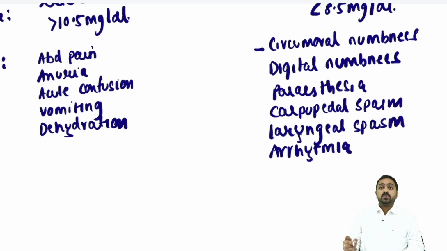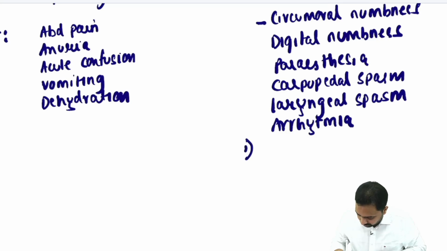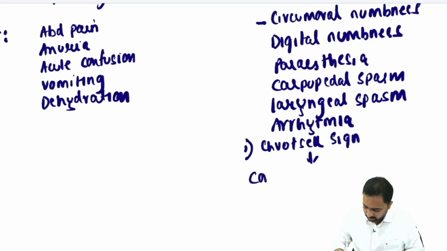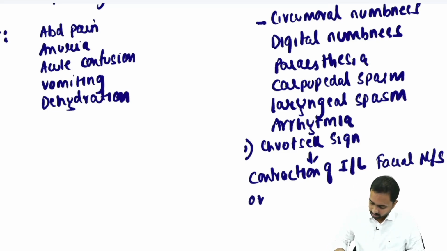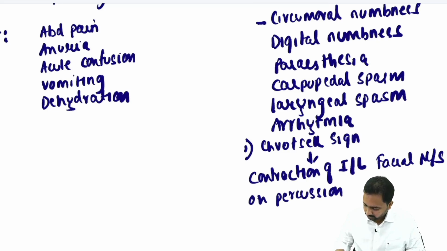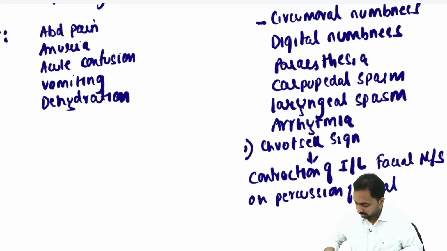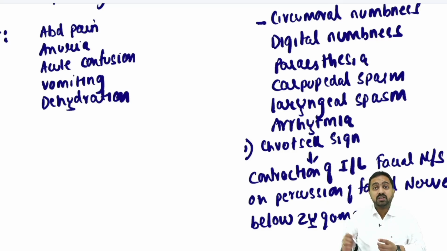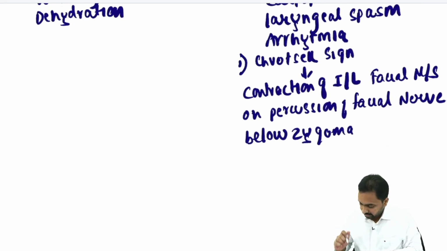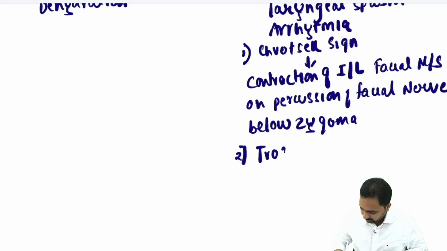Now, there are a few signs which are to be discussed in hypocalcemia. First is the Chvostek sign. What happens over here is there is contraction of ipsilateral facial muscle on percussion of the facial nerve below the zygoma. So in this sign, when we percuss on the facial nerve, there would be ipsilateral contraction of the facial muscles.